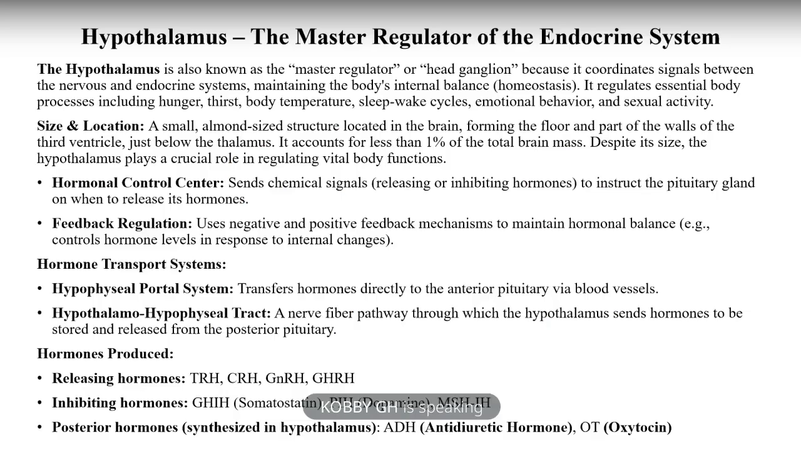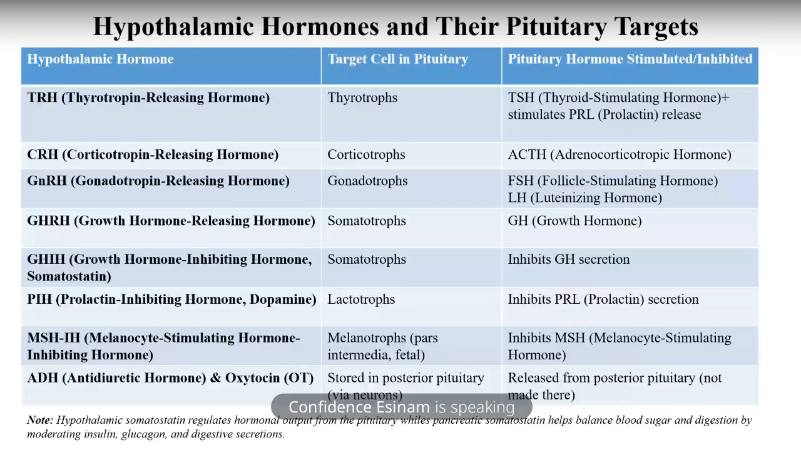Yes, please ask a question. So in summary, per my understanding, that means that the hypothalamus produces and releases all the anterior hormones. Excellent. That is a summary. That is a great understanding.